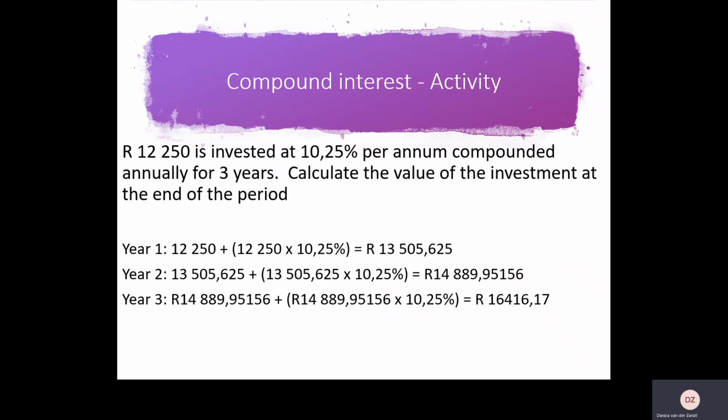Okay, so year one, we start with 12,250 Rand. My interest for that year, since it's compounded annually, is one calculation for year one. 12,250 times 10.25%. So let me just check that my amounts are actually correct. 13,505.625, and I rounded off to... I did not round off. I kept the 625 because that's going to give me my most accurate answer at the end.